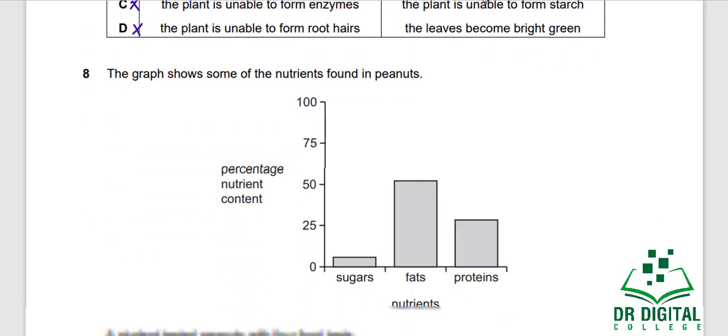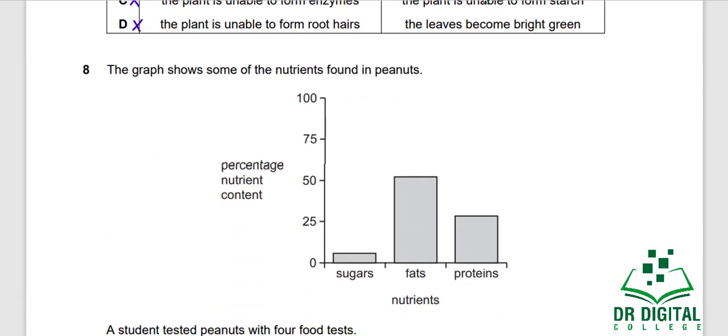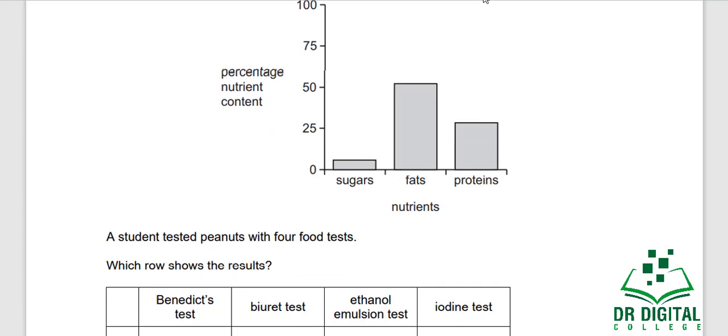Okay. In question 8, the graph shows some of the nutrients found in peanuts. Percentage nutrient concentration is on the y-axis. It depends upon what type of nutrients are there: sugars, fats, and proteins. A student tested the peanuts with the 4 food tests. Which row shows the results?